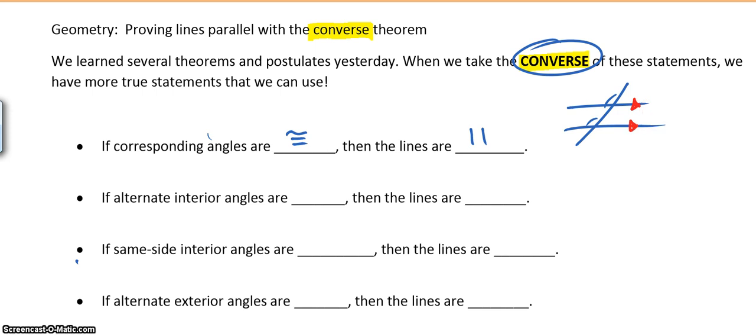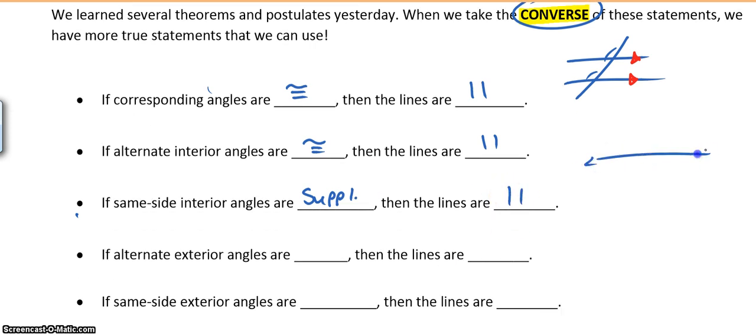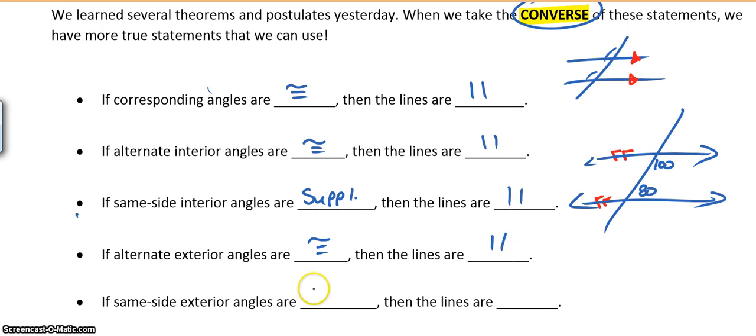The same goes for all our other angle pairs. If alternate interior angles are congruent, then the lines are parallel. If our same side interior angles are supplementary, then the lines are parallel. So if we know that this is 80 and this is 100, I know my same side interiors are supplementary, therefore I can conclude that my other two lines not on the transversal are parallel. And then the next one, if alternate exterior angles are congruent, then the lines are parallel, and if same side exterior angles are supplementary, then the lines are parallel.